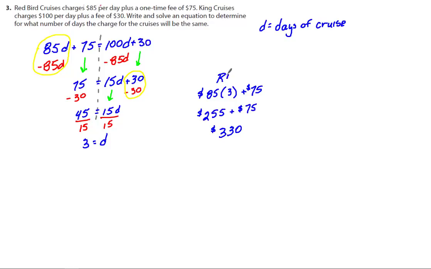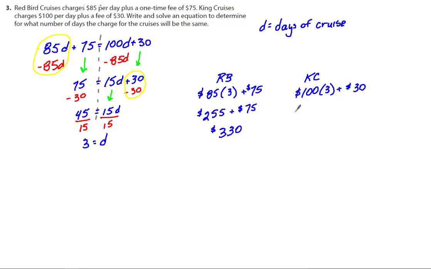That is Redbird. Now, King Cruises, so you wonder, okay, I'm going to go for 3 days. What would it cost me to go to King Cruises? So you call them up, and they say, hey, great, glad you called. We're going to charge you $100 a day for each of those 3 days, and we're only going to charge you $30. Those guys over at Redbird, they try to rip you off.